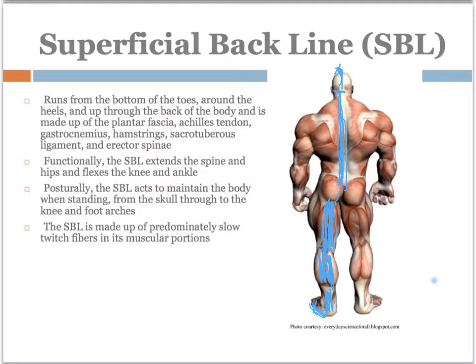From a movement perspective, the job of the superficial back line is to flex the knees and to flex the ankle, and to create extension and hyperextension through the hip and the spine. The overall postural function of the superficial back line is to support the body in a full upright position and to prevent curling over into flexion. A higher proportion of slow twitch muscle fibers are present in the superficial back line due to the endurance requirement of maintaining an upright posture.